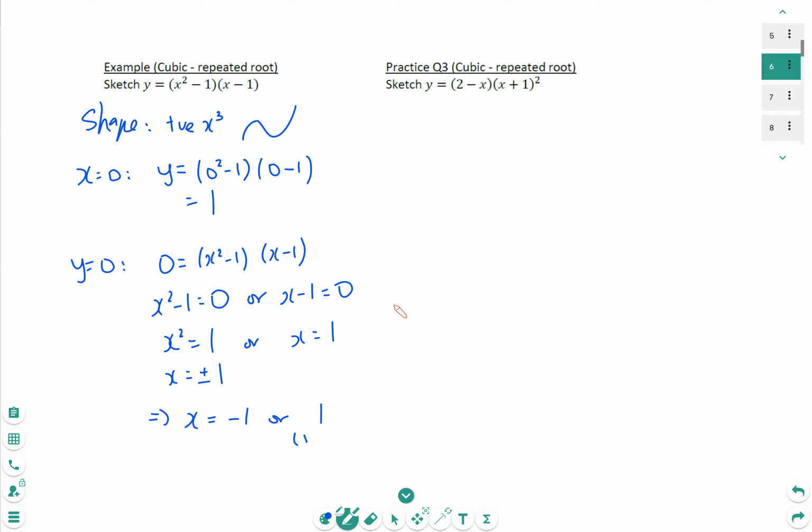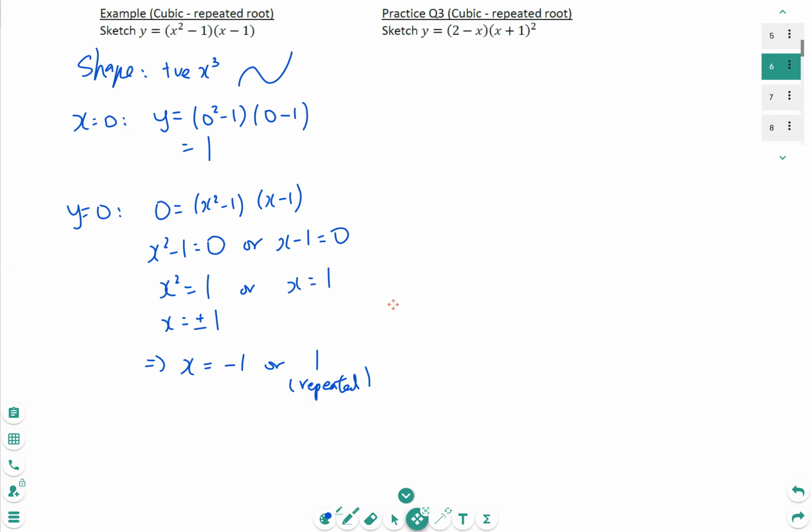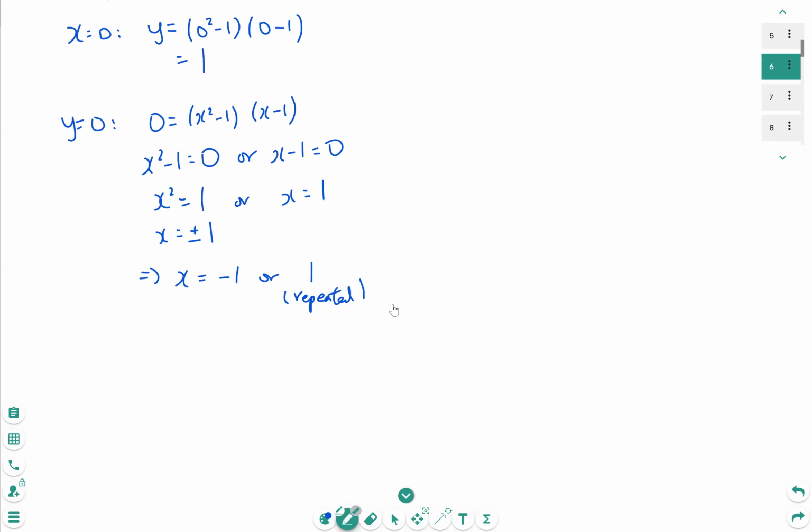Now, 1 is a repeated root because you can see we've got 1 on the left bracket. We'll also get a positive 1 on the right bracket. So 1 is a repeated root. So now, bear in mind, we know the y-intercept is 1 and the roots are minus 1 and 1, with 1 being repeated.